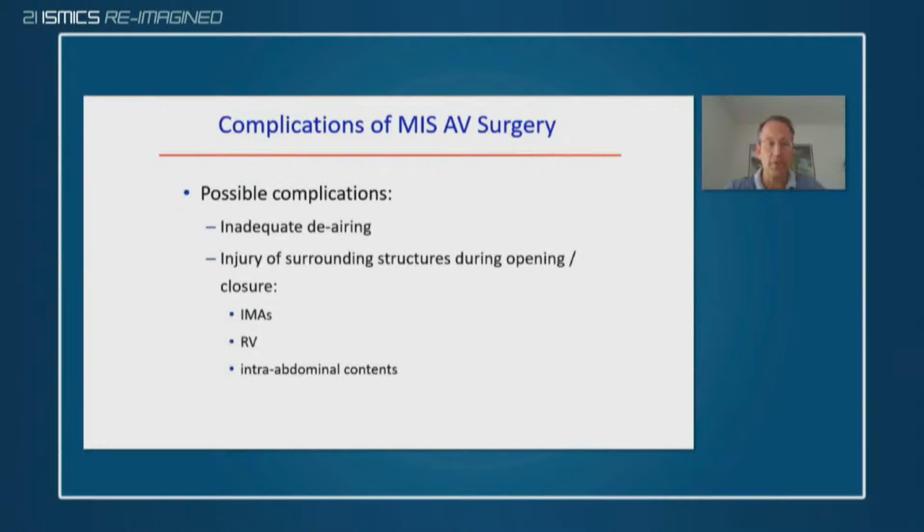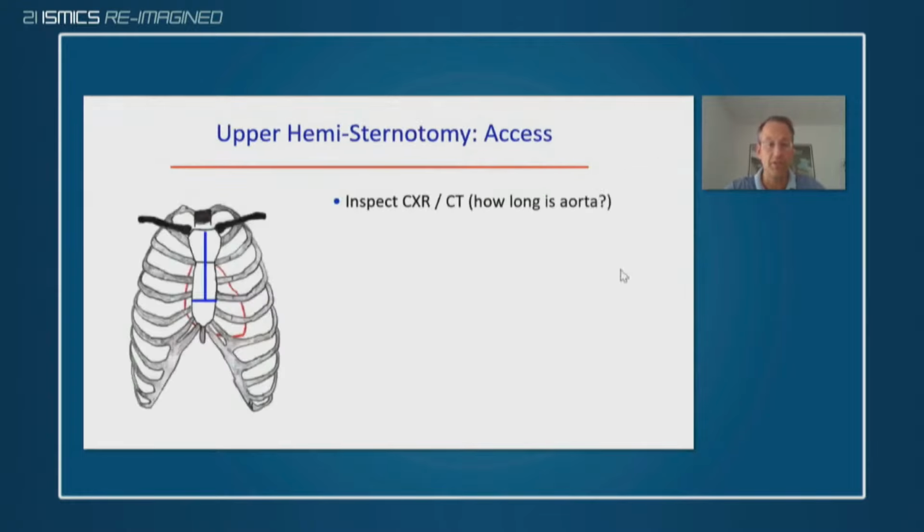that can be used. Or another possible complication is injury of surrounding structures during opening or closure of the approach, including the internal mammary arteries, the right ventricle, or intra-abdominal contents, especially during tunneling for chest drains.